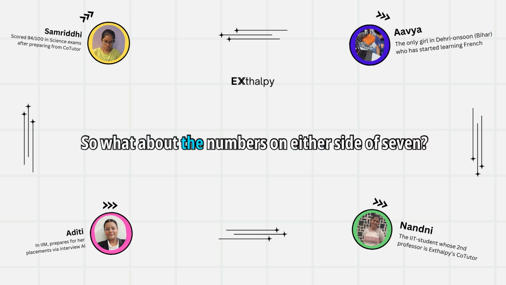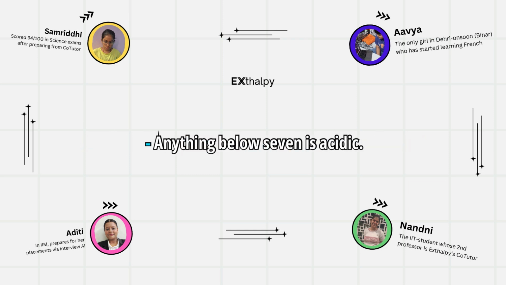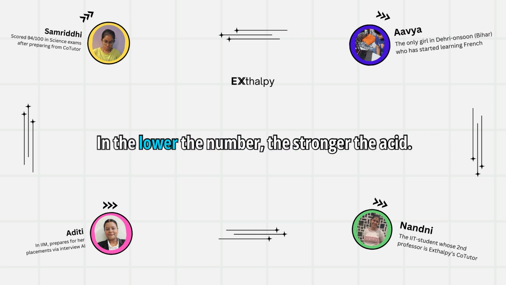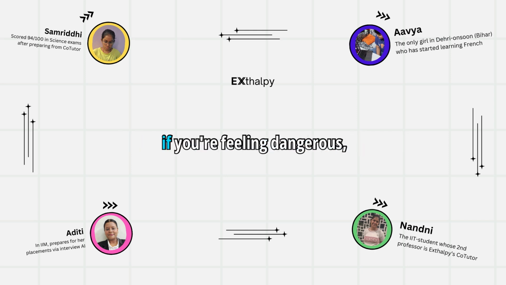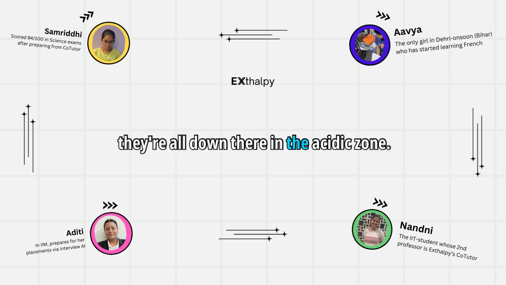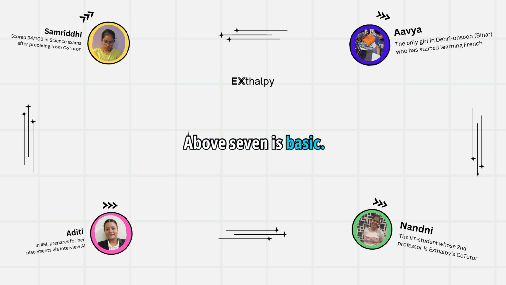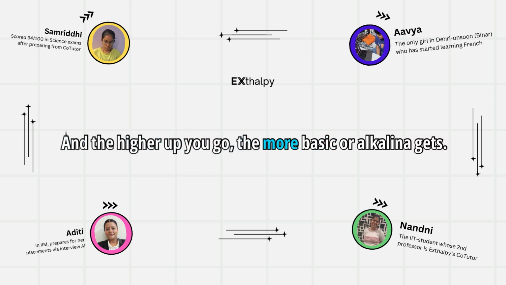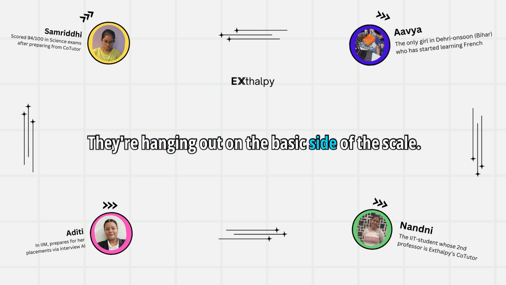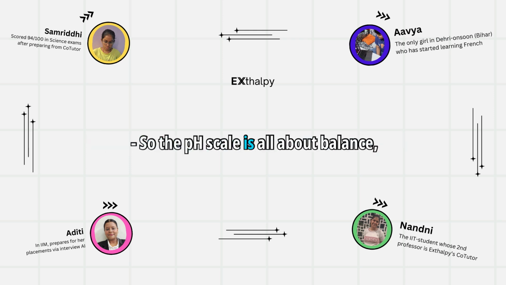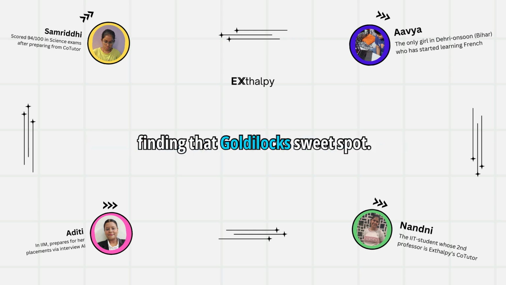So what about the numbers on either side of 7? Anything below 7 is acidic, and the lower the number, the stronger the acid. Lemon juice, vinegar, battery acid, if you're feeling dangerous, they're all down there in the acidic zone. Above 7 is basic, and the higher up you go, the more basic or alkaline it gets. Baking soda, soapy water, they're hanging out on the basic side of the scale. So the pH scale is all about balance, finding that Goldilocks sweet spot.